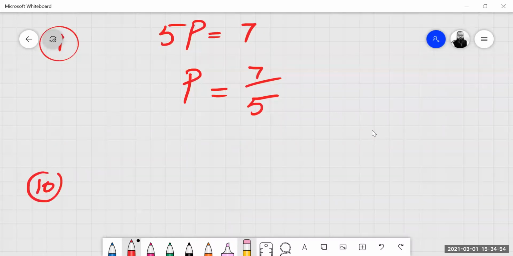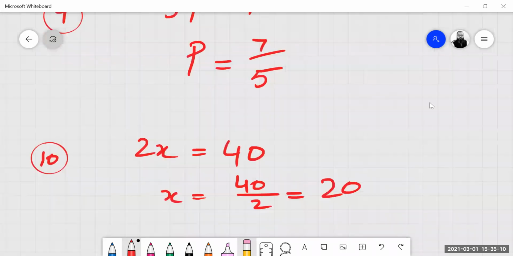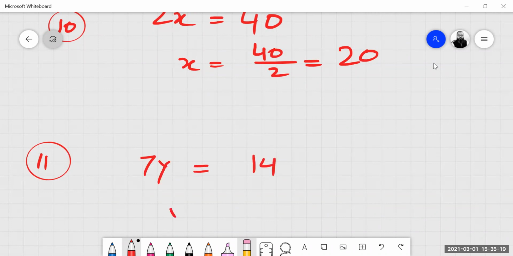Question number 10. When we bring this 2, it will divide 40. 40 divided by 2 equals 20. Question 11. It's 2. 14 over 7 equals 2.